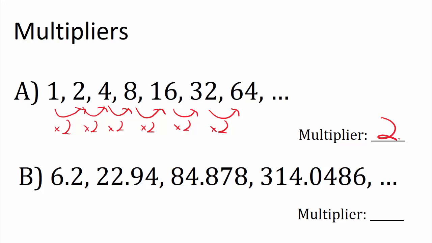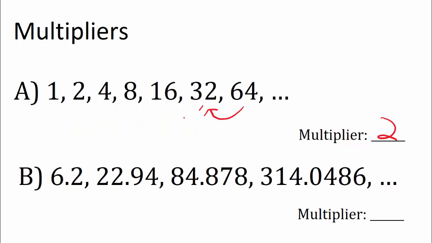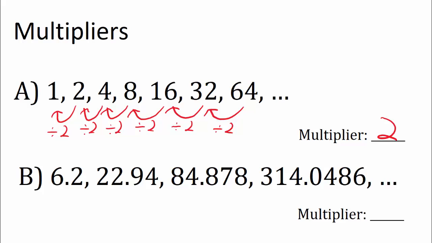But what if the multiplier is less obvious? We can still figure it out by working backwards. Let's look at the doubling pattern backwards. Going backwards, we're dividing by 2. We can use that same idea to figure out the multiplier in less obvious situations.